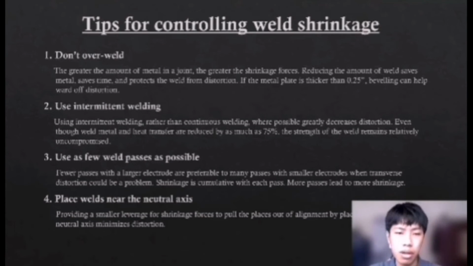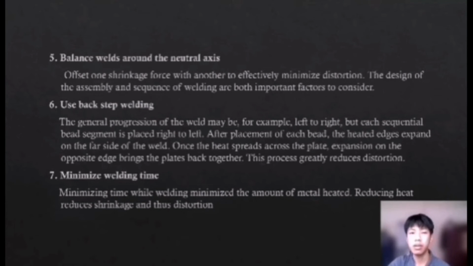Number 4. Place welds near the neutral axis, providing a smaller lever arm for shrinkage force to pull the part out of alignment. Placing welds near the neutral axis minimizes distortion. Number 5. Balance welds around the neutral axis. Offset one shrinkage force with another to effectively minimize distortion. The design of the assembly and sequence of welding are both important factors to consider.